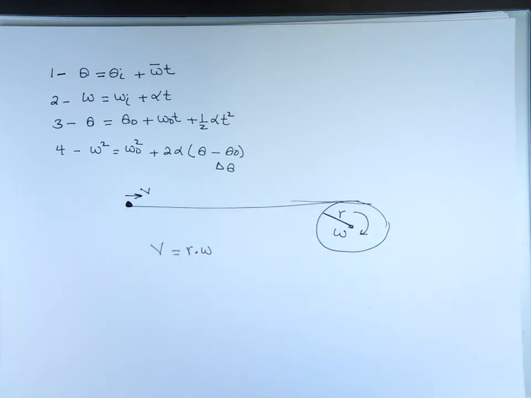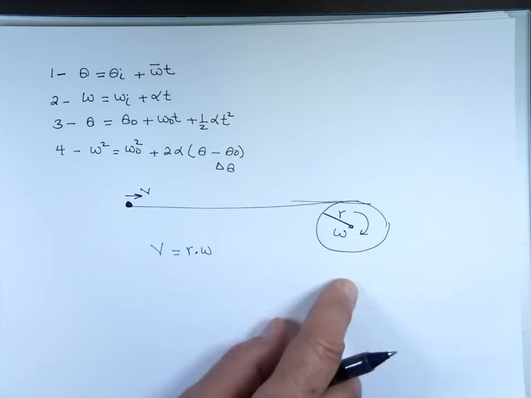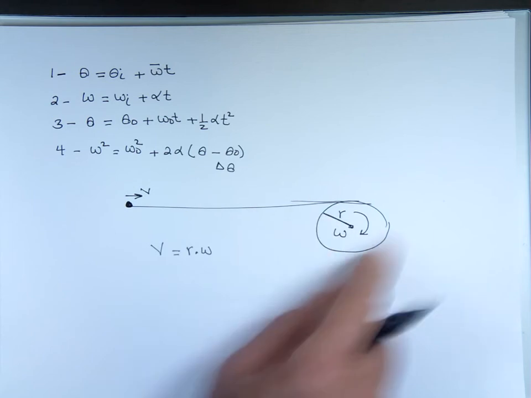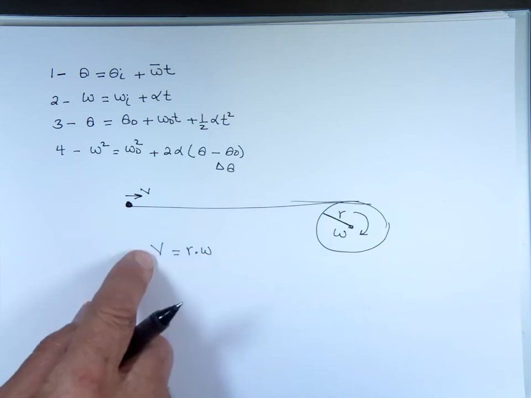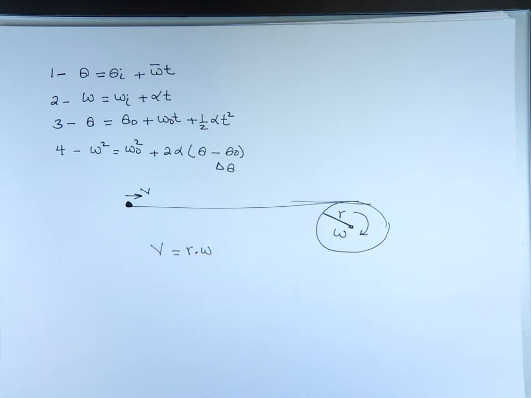But there's definitely a correlation between these two. As the rotation is increased, the velocity will increase, if the radius doesn't change. If you start playing with both of them, they might cancel each other out.